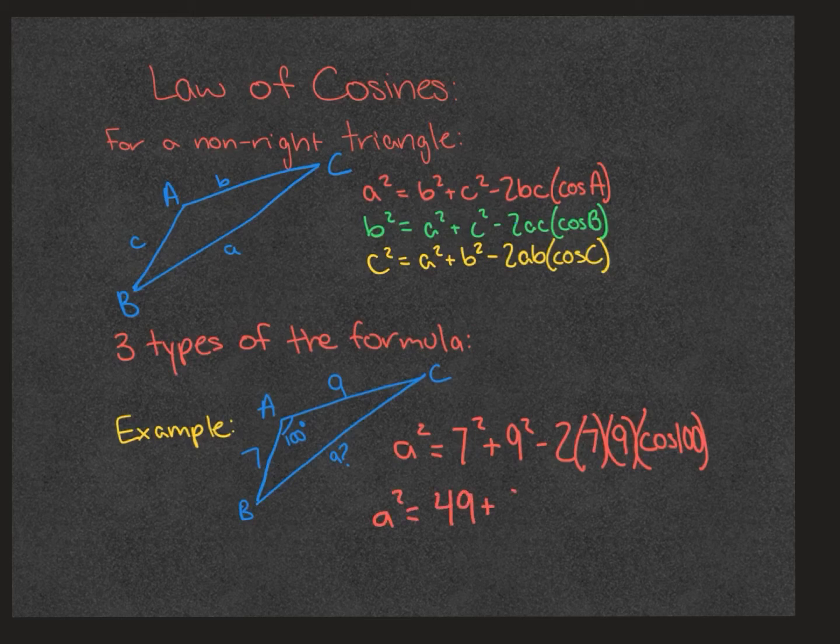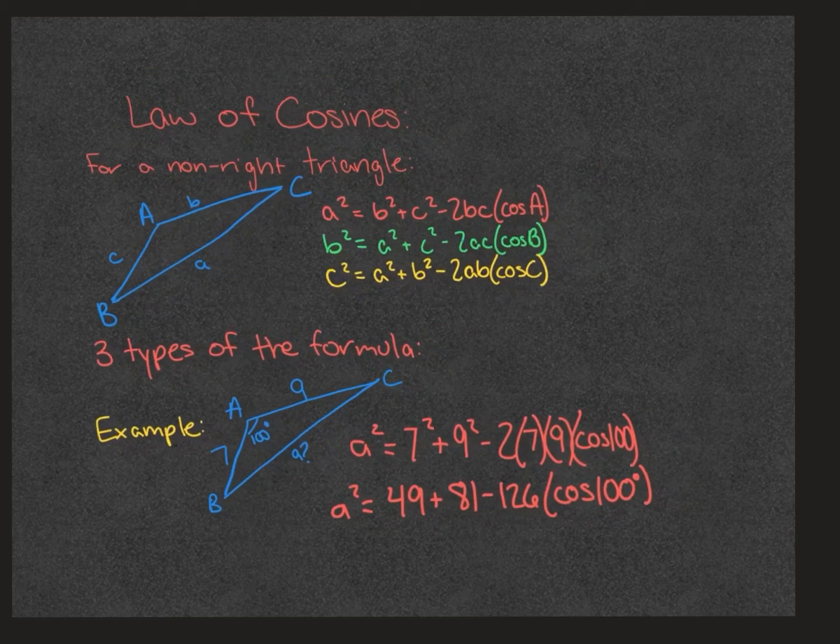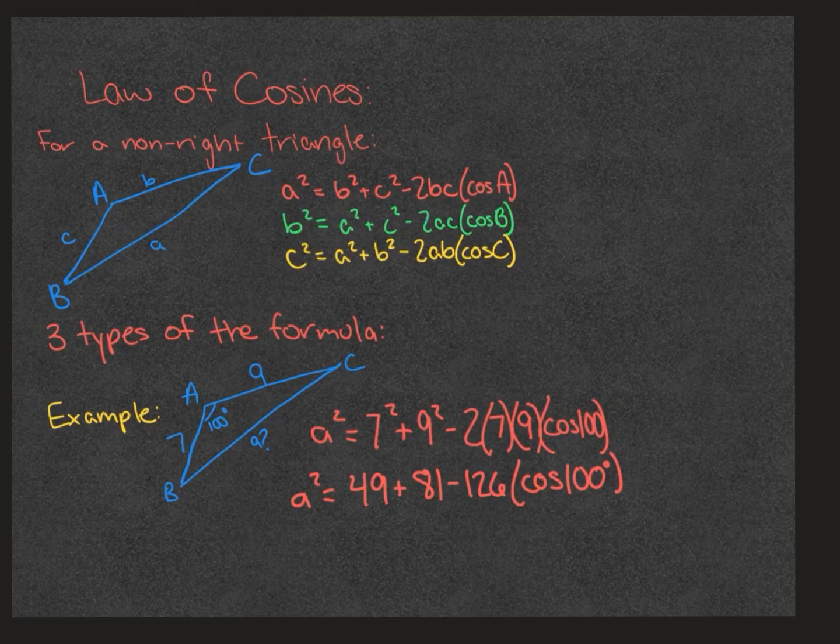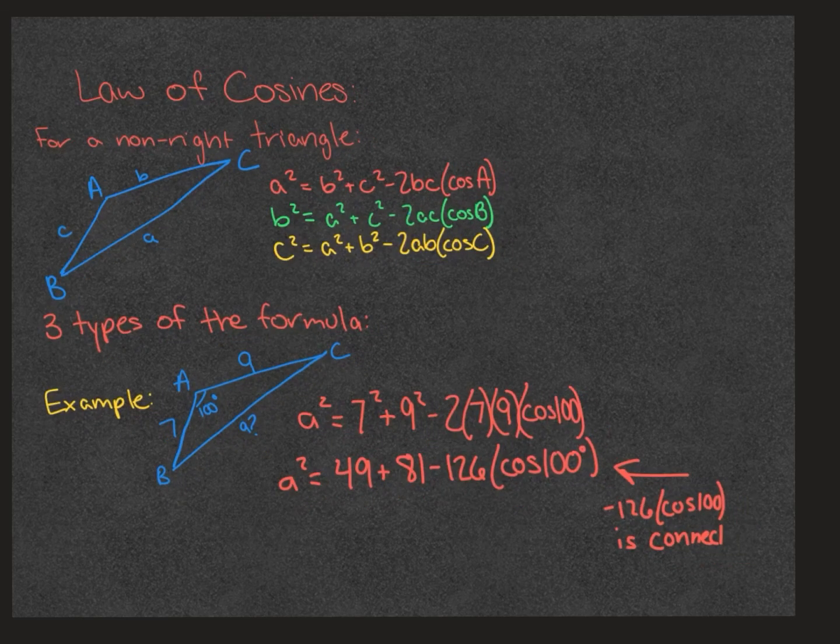So now I'm going to put the pieces together. I've got 49 plus 81 minus 126 times the cosine of 100 degrees. An important thing to remember is that this negative 126 is connected to my cosine of 100 degrees. So you cannot take this 81 and subtract 126. The 126 is multiplied to the cosine of 100, so when you do your calculator work, that must go first because they are connected to each other.